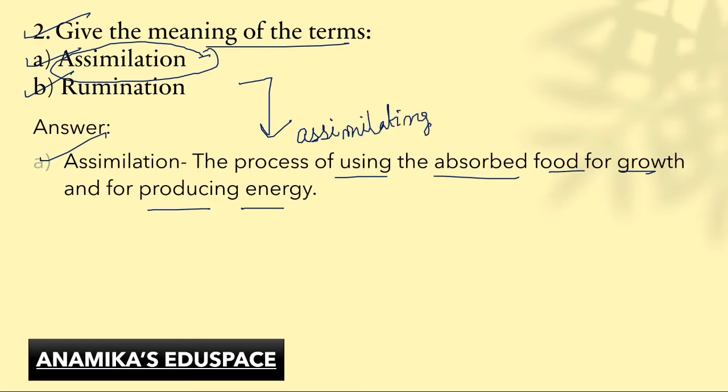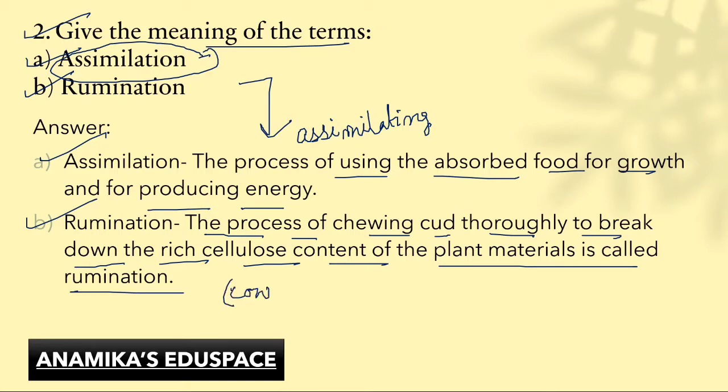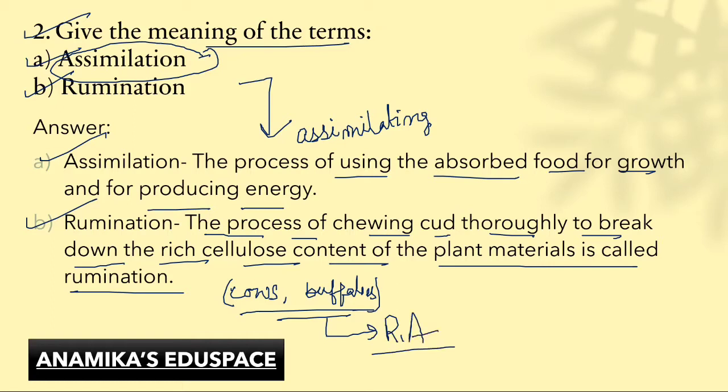Clear? B, rumination. The process of chewing cud thoroughly to break down the rich cellulose content of the plant materials is called rumination. So rumination we can find in the cows, buffaloes, and cattle, who are the ruminant animals. Clear? So we will study about rumination in detail in the long answer questions. Now let's move to the next question.